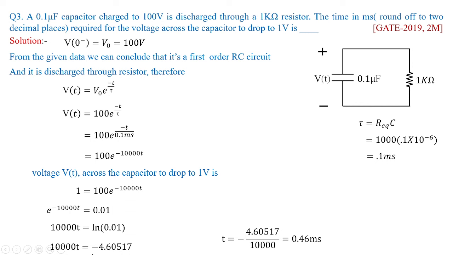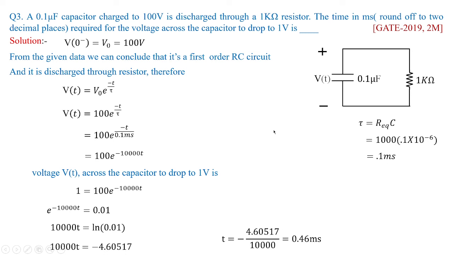Just we have applied the simple mathematics. We have applied the ln on both sides, and after that we have applied the value of t, which is nothing but this constant divided by 10,000, whose value will be equal to 0.46 milliseconds. It's a very interesting question. So this question is given in GATE 2019 for 2 marks.